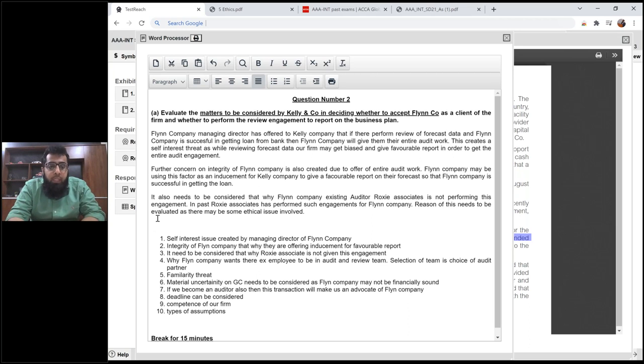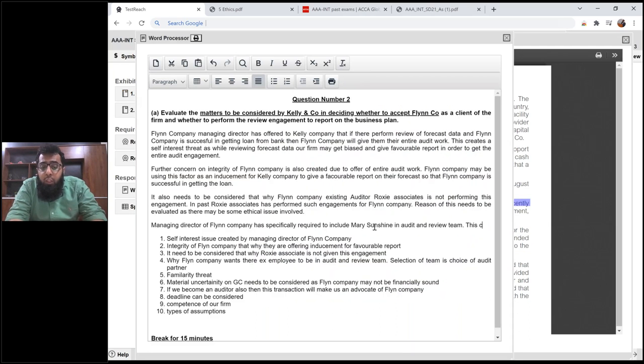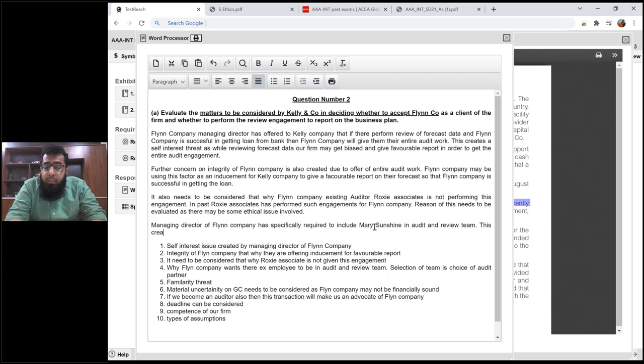Okay, let's move forward. Now, the fourth point is why Flynn company wants their ex-employee in the audit team. Now, the managing director of Flynn company has specifically required to include, who? What was the name? To include Mary Sunshine in the audit and review team. This creates a concern on integrity as it is the decision of the audit partner to decide the audit team. The client should not require specific employees to be included in the team.